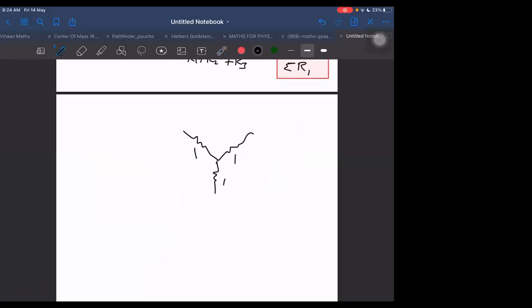1 1 1 or 1 1 2. When any two of these are equal, then the formula becomes very simple. I have verified it. But when all three are different, 1 is 1, 1 is 2, and 1 is 3, you try it once. It will come out to be much more complicated to convert star into delta and delta into star. And sometimes it appears that it is wastage of time. It may become lengthy.